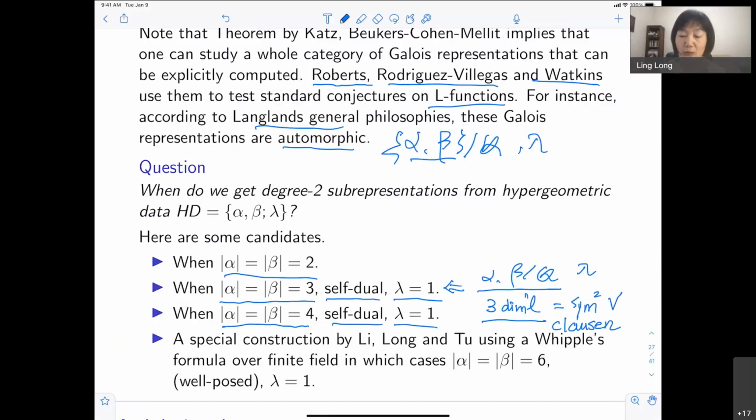And towards the very end, I want to show you a recent result by Winnie Li and my colleague Fang-Ting Tu. We use a hypergeometric formula over finite fields, in which case the multi-set went up to length 6. And we consider well-posed series, self-dual, and again, the argument is 1. Okay, so there are some of the situations we know we're going to get in two-dimensional hypergeometric Galois representations. Any questions before I move on?